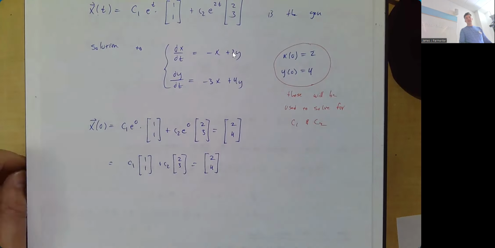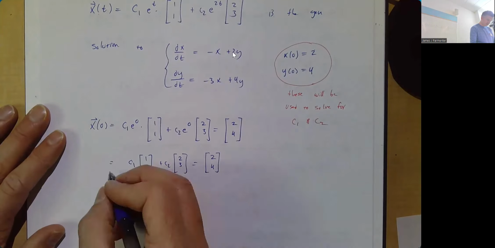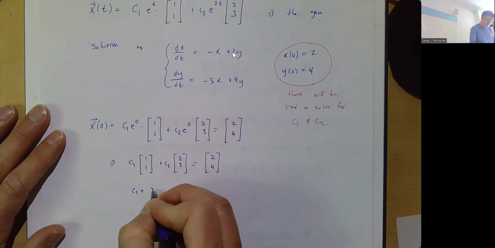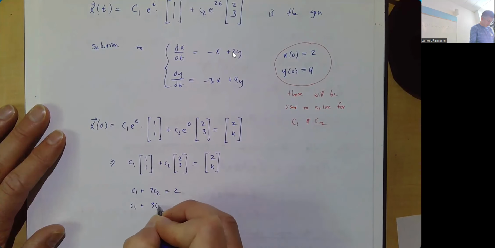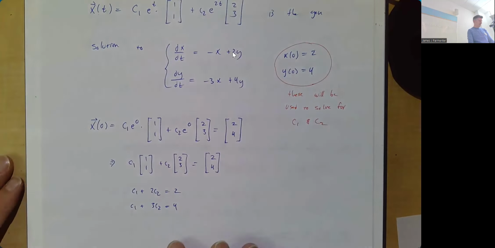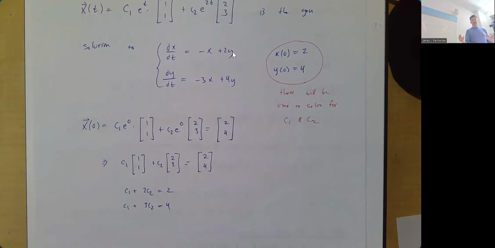There are lots of ways to solve this. Some people like to make a whole matrix equation out of it and find the inverse and do a whole thing. It's usually easier to write it out as c1 plus 2c2 equals 2 and c1 plus 3c2 equals 4, and then solve that system of equations by either adding or subtracting them together.